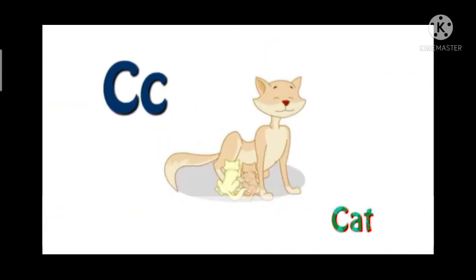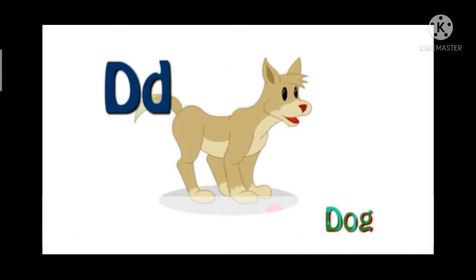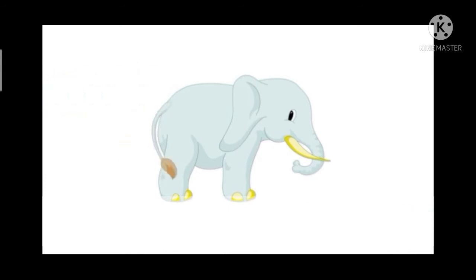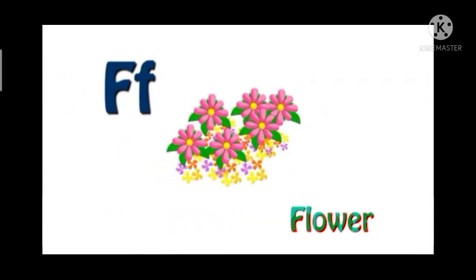C for cat, C-A-T, cat. D for dog, D-O-G, dog. E for elephant, E-L-E-P-H-A-N-T, elephant. F for flower, F-L-O-W-E-R, flower.